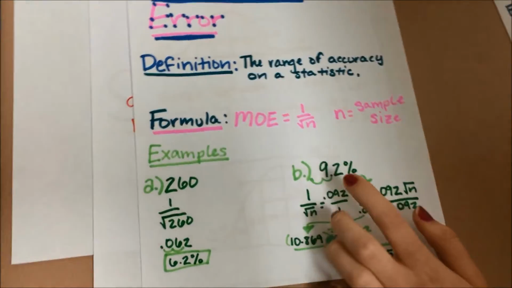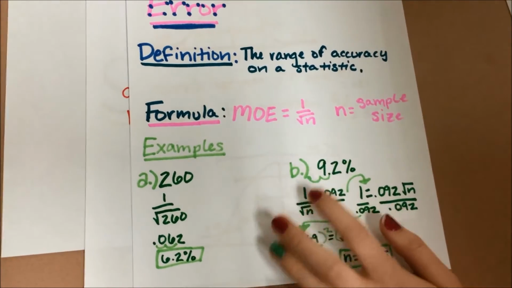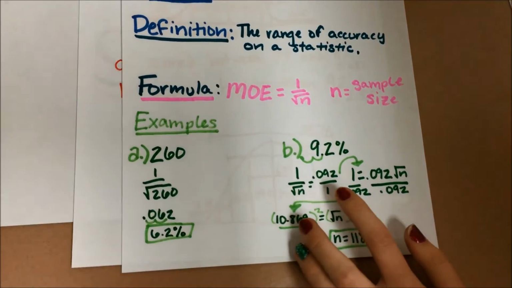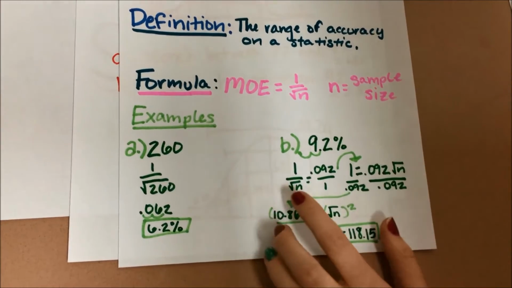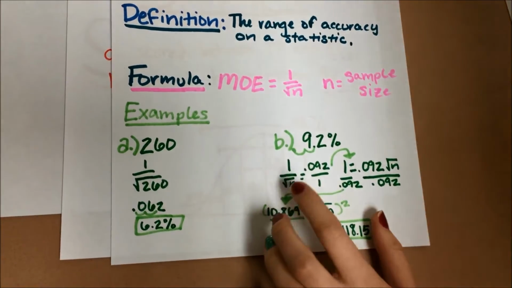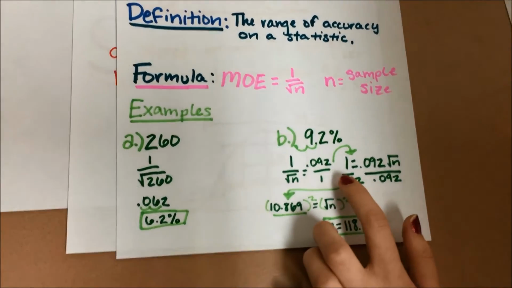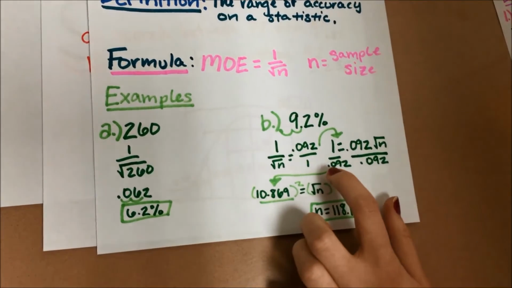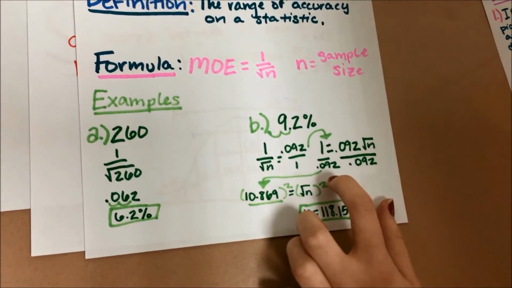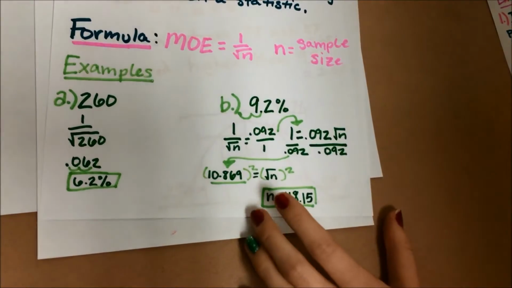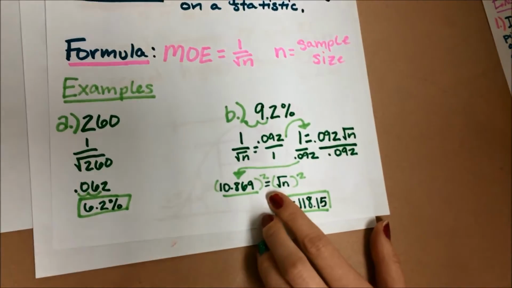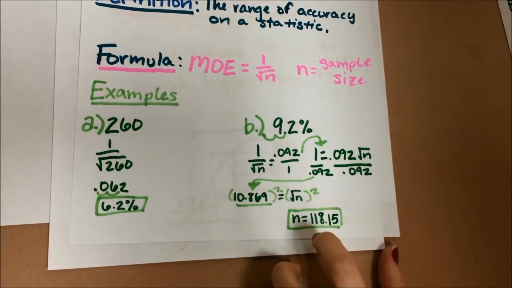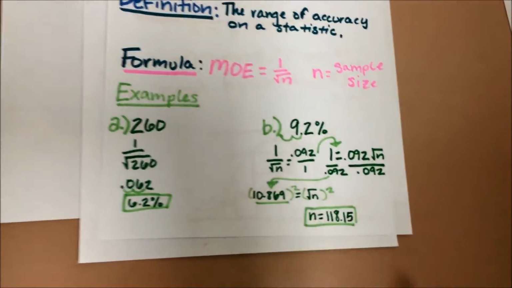B, 9.2%, we're working backwards. So you'll move the decimal left 2 places instead of right, and you'll get 0.092. And then you use the formula, and you'll get 1 over the square root of n equals 0.092, and so you can cross multiply, you'll put 0.092 over 1. And then you'll get 1 over 0.092, which is 10.869, equals the square root of n. And then to get rid of the square root, you'll square it. So n equals 118.15.